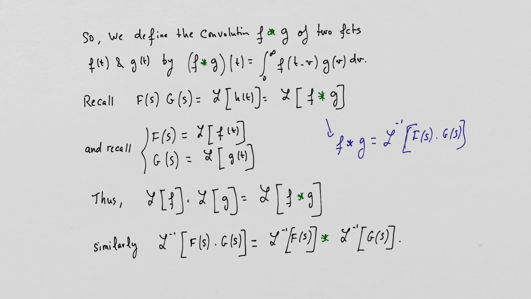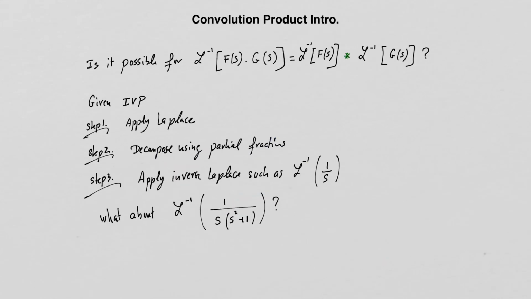Now, inverse Laplace of this is just little f, little g. But what is little f? Little f is inverse Laplace of capital F. And little g is inverse Laplace of capital G. And hence, what we were trying to achieve.